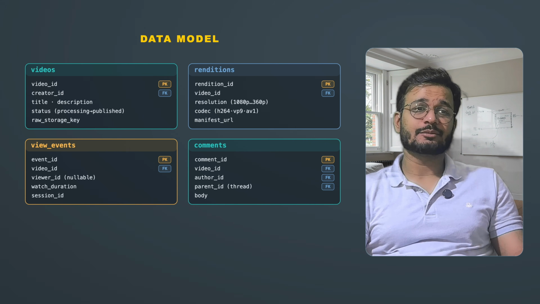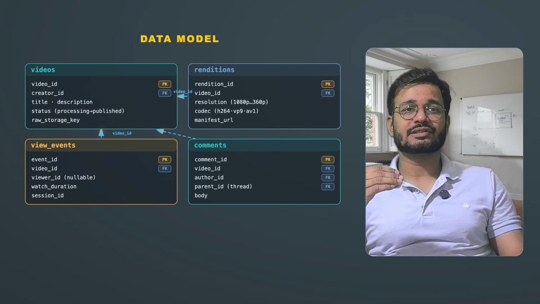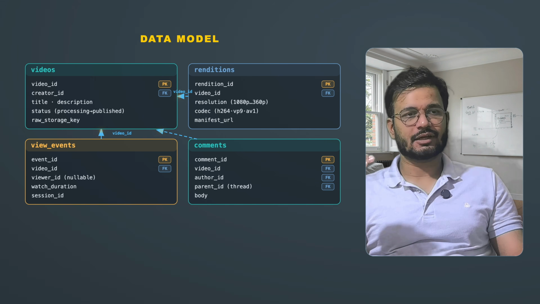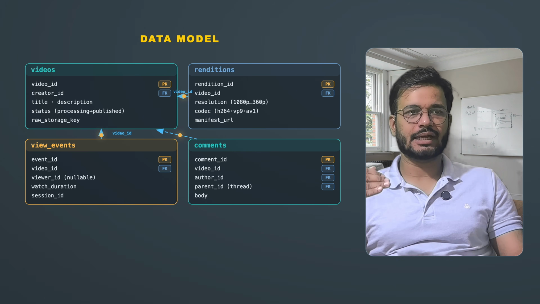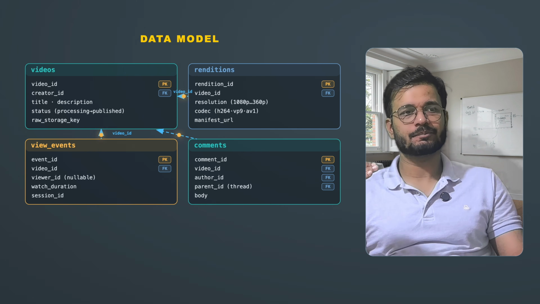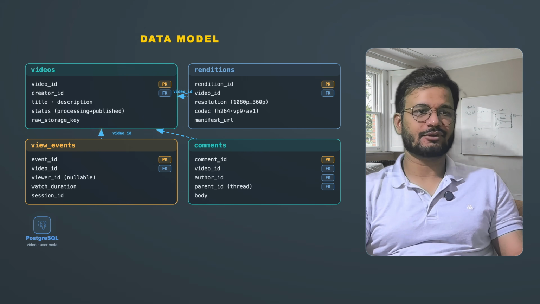Then we have the comments table. These are nested comments, which need a parent comment ID for the thread structure. So that's why we will have a comment ID, video ID, author ID, then the parent ID. It can be nullable. Parent ID is the parent comment. Then body and the created_at timestamp.